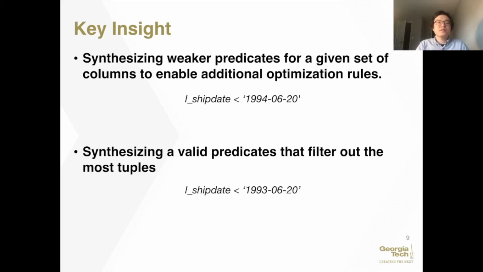The second key insight is that we need to synthesize a valid predicate that filters out the most tuples. An arbitrary predicate is not going to be very helpful in speeding up the execution. An example here is that synthesizing ship date happened before 1993 June 20th is better than synthesizing the predicate ship date happened before 1994 June 20th, because the first predicate can filter out more tuples.